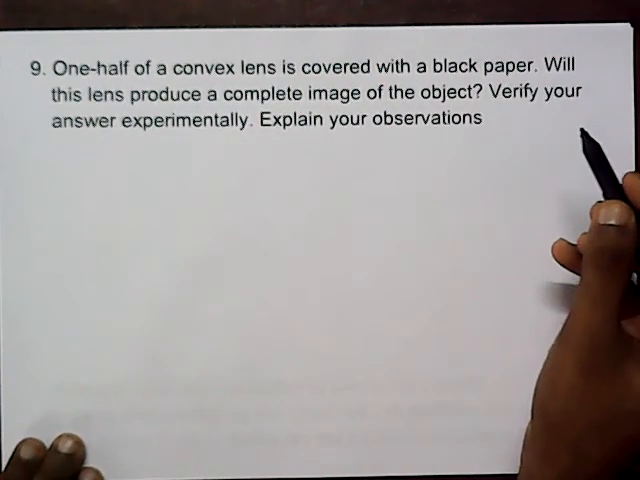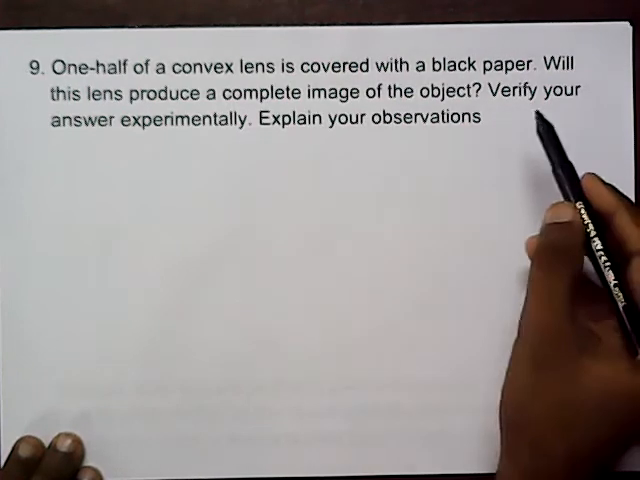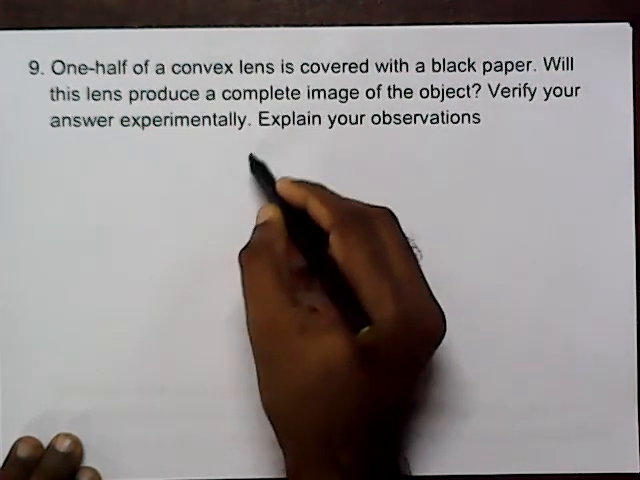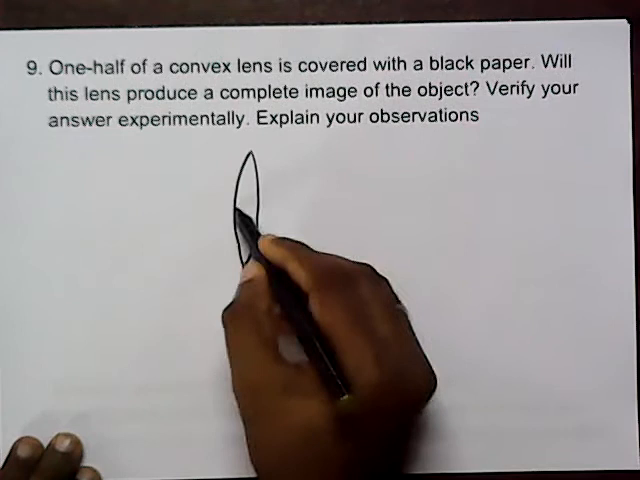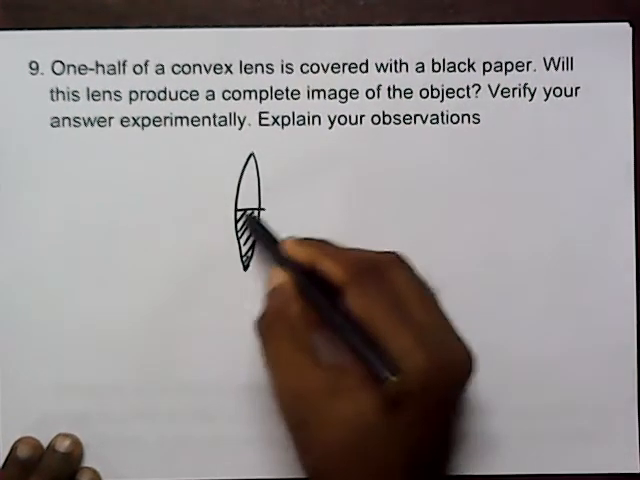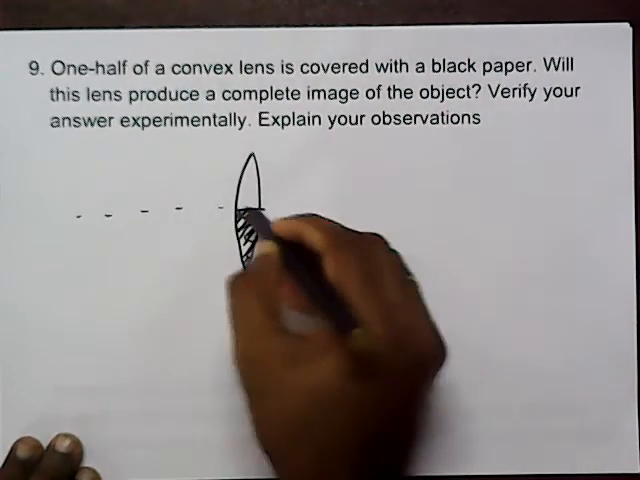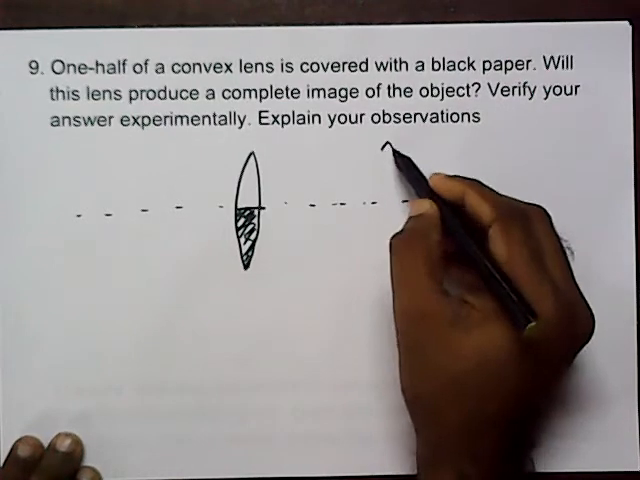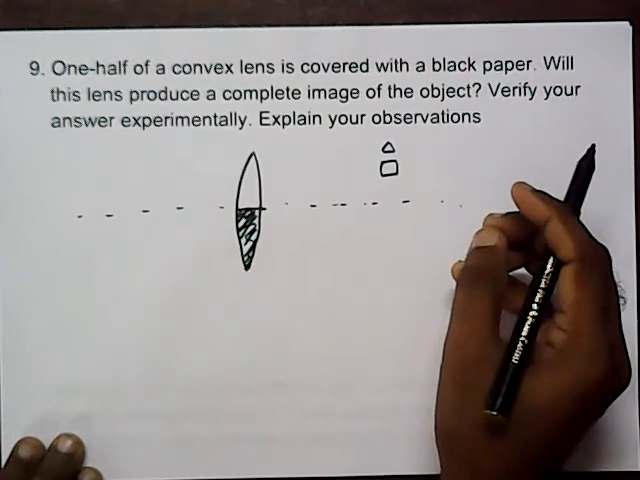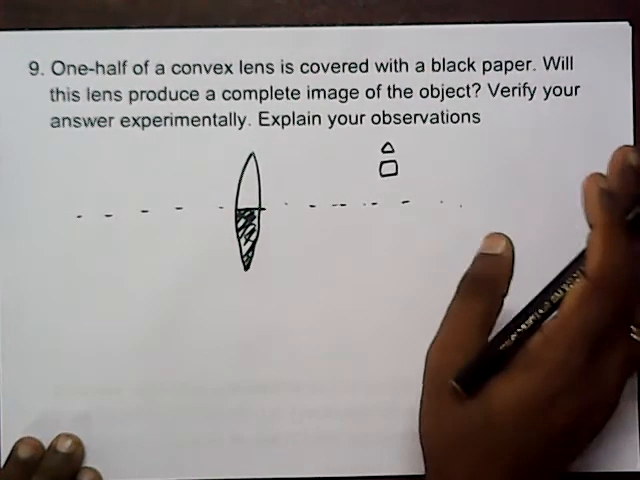One half of a convex lens is covered with a black paper. Will this lens produce a complete image? Verify your answer. And see the very important concept. See, suppose we are with a lens and it is half covered with black paper. Any chance to form a full image? And keep in mind, a small portion will obey all the conditions to form the image.